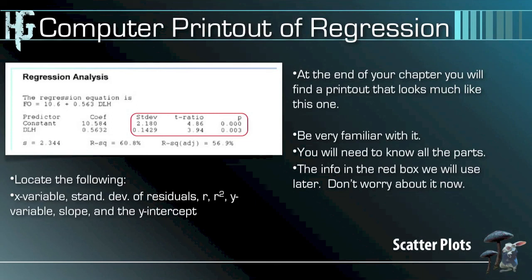You also want the y variable, the slope, the y-intercept. If you check out that sheet that I gave you, you will find all those listed, and it's written out, very easy to follow. The r squared adjusted, that is not r squared. Just ignore that. I don't think we ever use that.